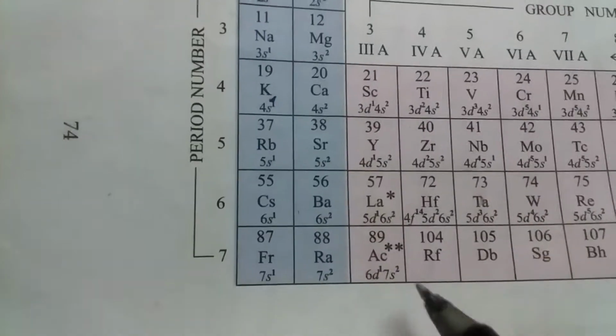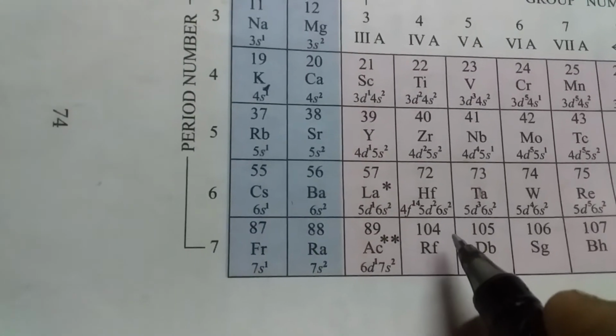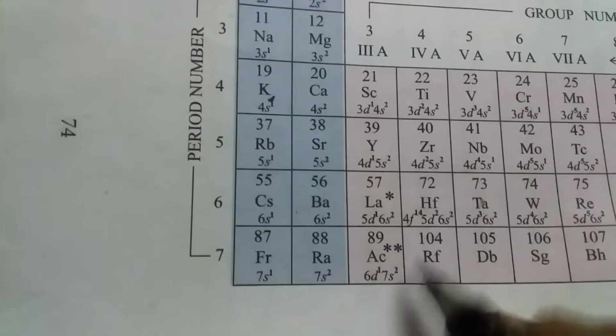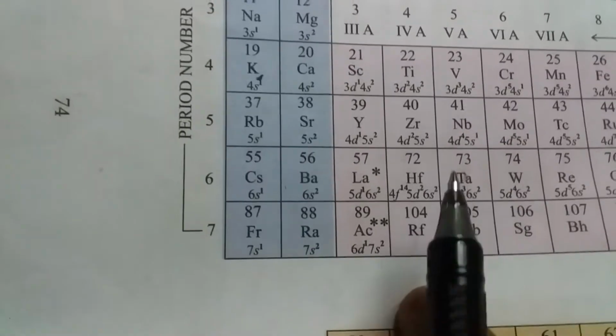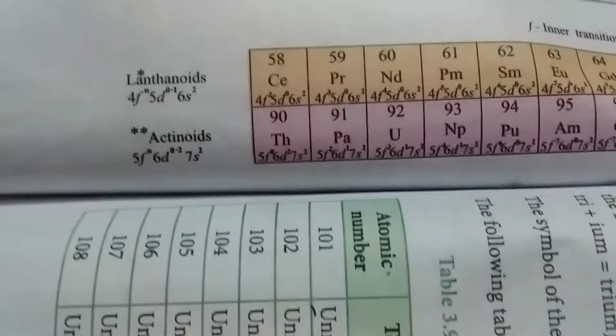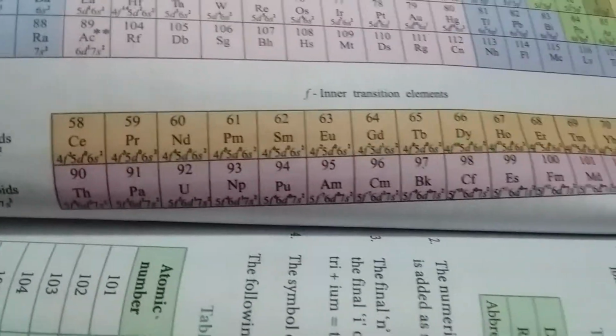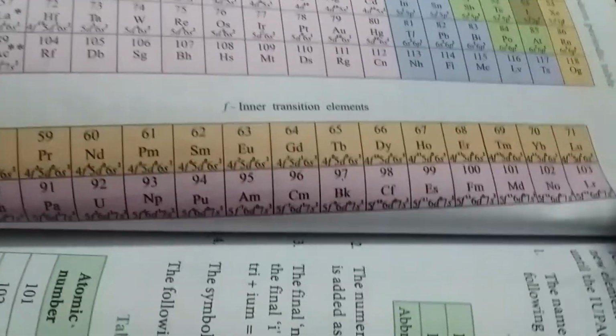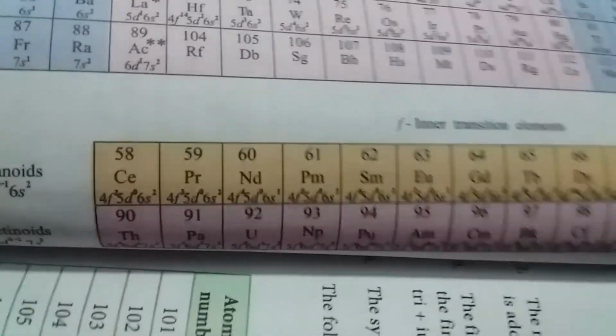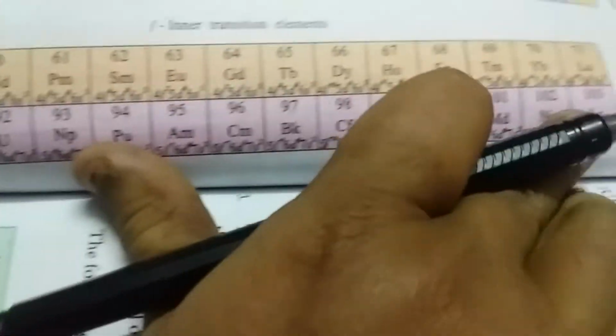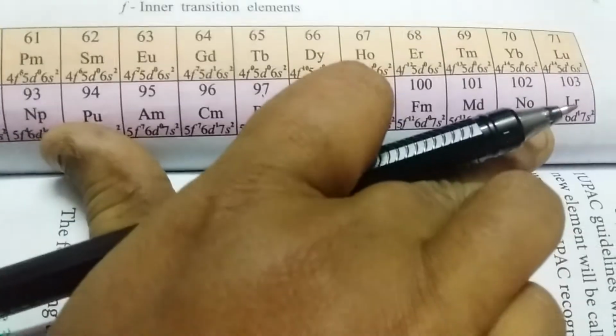And then in the 7th period, after actinium 89 and before 104, the elements in between, that is 90 to 103, are 14 elements called the actinides. They are kept below the periodic table, from 90 thorium to lawrencium, that is Lr 103.